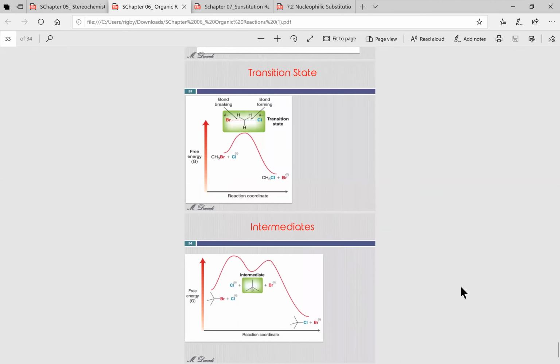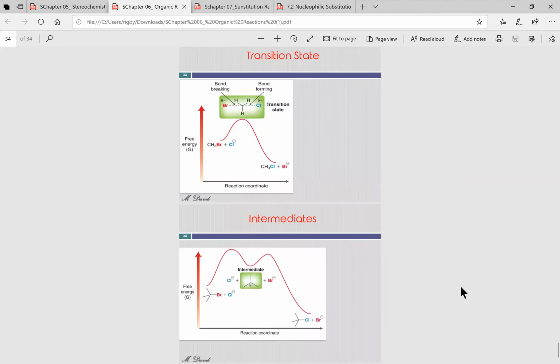So if we compare these two energy graphs here, we can see that this guy is 1 step and this guy is 2 steps. Because this one only has a single activation energy to go over, which means it only has a single reaction to go over. However, this one has 2 activation energies, which means it has 2 steps in its process, which means it's going to be a stepwise 2-step reaction.